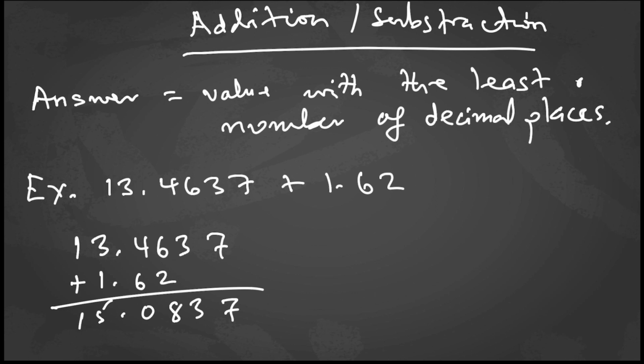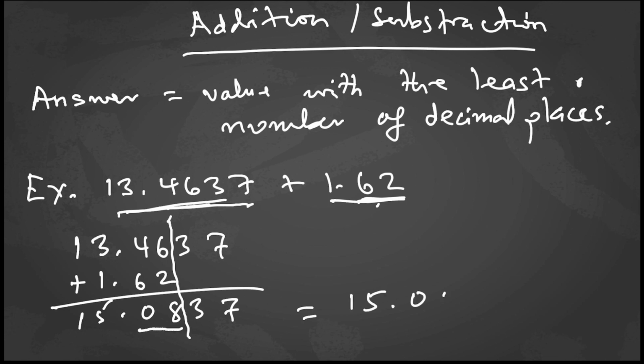Now, remember what we said, what we have to pay attention to. Our final answer depends on the value with the least number of decimal places. Among these two numbers, which one has the least number of decimal places? This number here, we have 4 decimal places. However, this one here, we have 2 decimal places. So it means that our final answer has to have 2 decimal places. So basically, if I come here, I see that my 2 decimal places will end somewhere over there. So this means that our final answer has to be 15.08.